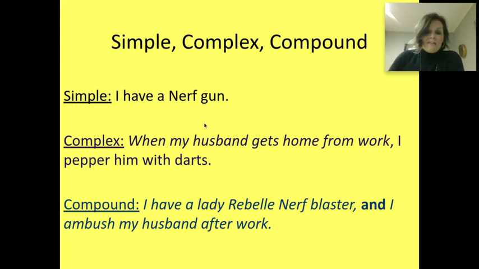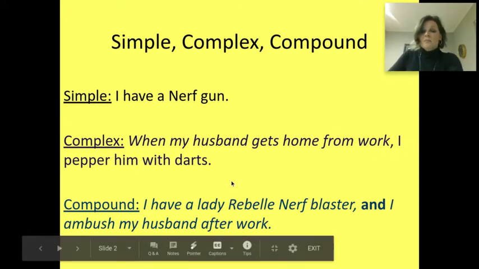So I have my husband, subject, verb is gets, that's what he does, but it can't stand alone. When my husband gets home from work, what? I slam the door in his face, I tell him to go back, I tell him to go to Meijer for a quart of milk, a loaf of bread. What happens, right? When my husband gets home from work, I unload on him with my Nerf darts. Okay? Complex sentence. So you simply have your as, your while, your after, a comma, and then you have your subject, verb, and you complete the thought.